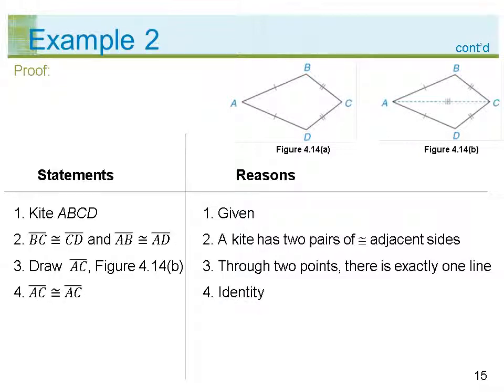Statement 4. Segment AC is congruent to segment AC. Reason 4. Identity. Statement 5. Triangle ACD is congruent to triangle ACB. Reason 5. Side, side, side. Statement 6. Angle B is congruent to angle D. Reason 6. CPCTC. Corresponding parts of congruent triangles are congruent.